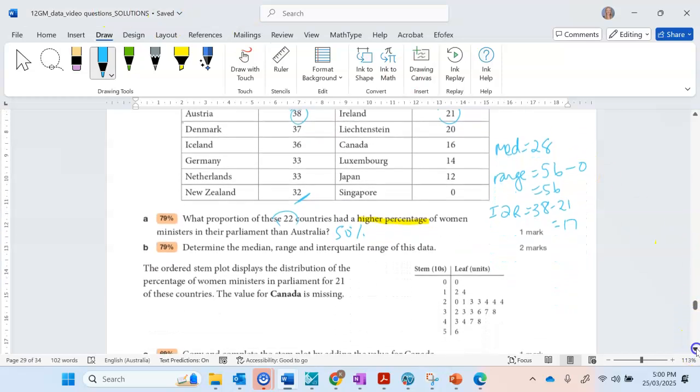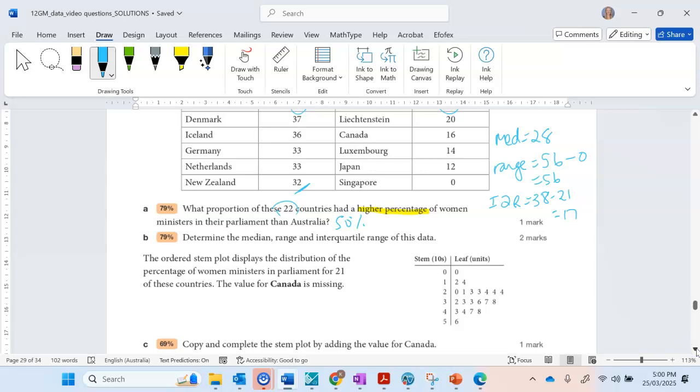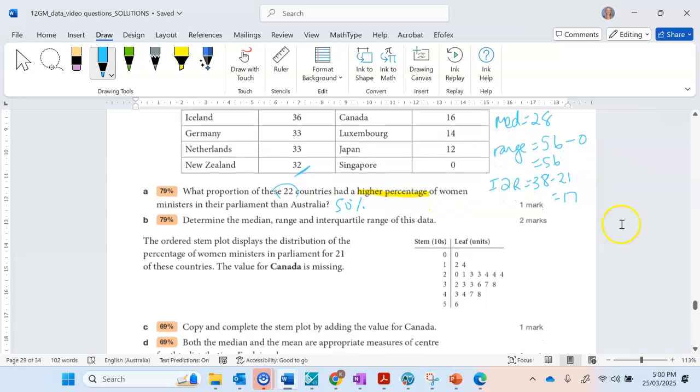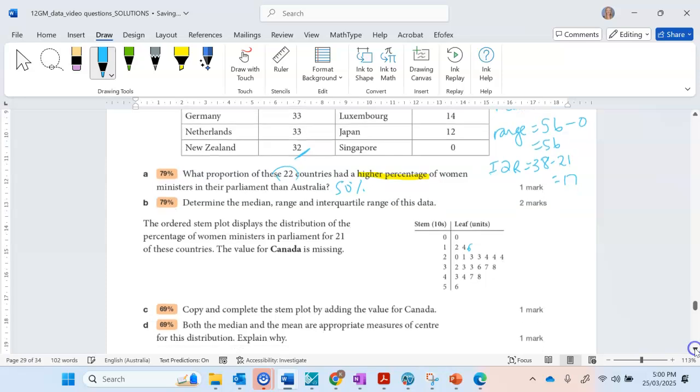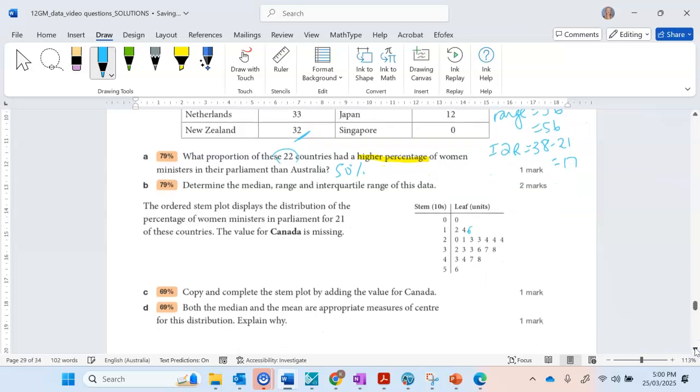All right, the ordered stem plot displays the distribution of the percentage of women ministers in Parliament for 21 of these countries. The value for Canada is missing. Copy and complete. All right, so we'll just put Canada in. So there's Canada, 16. It just says copy and complete because it's a textbook. On an exam, you would just have to put it on there. You wouldn't have to copy it.